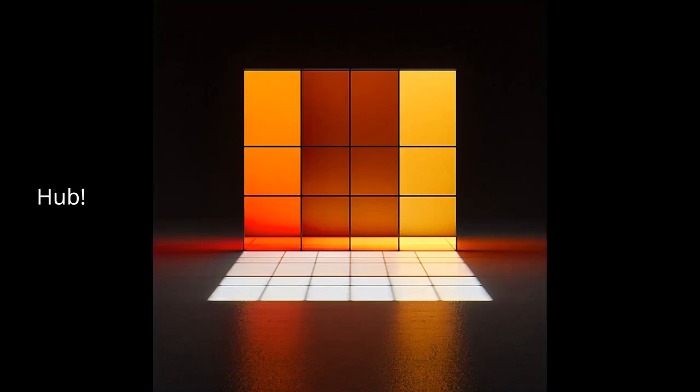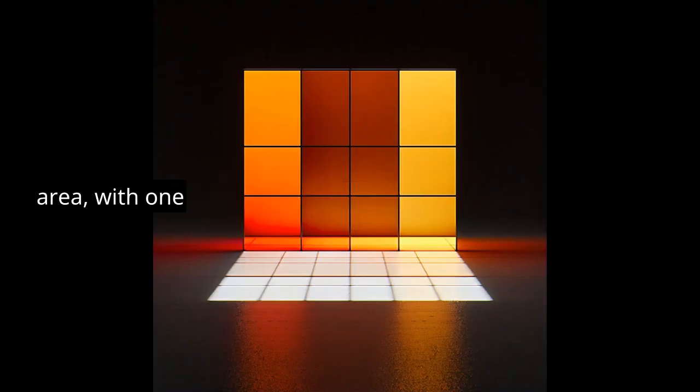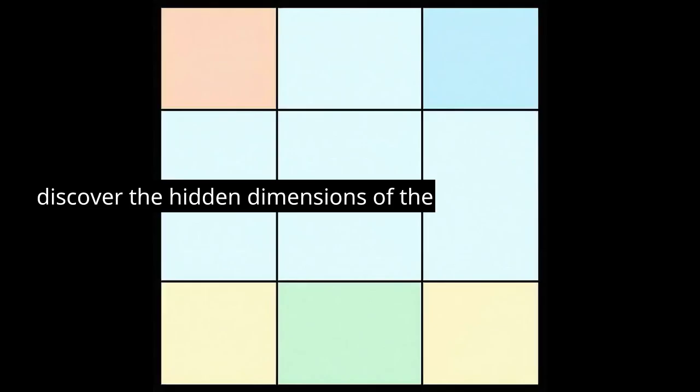Welcome to Science Hub. Today, we're diving into a fascinating geometric puzzle that involves dividing a square into 8 rectangles of equal area, with one rectangle having a specific width. Let's unravel this mathematical mystery and discover the hidden dimensions of the square.